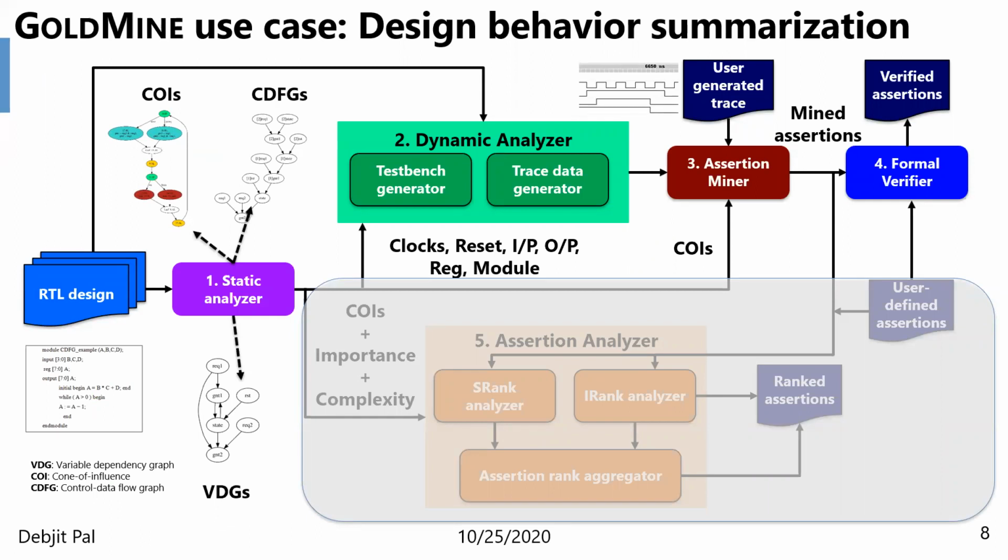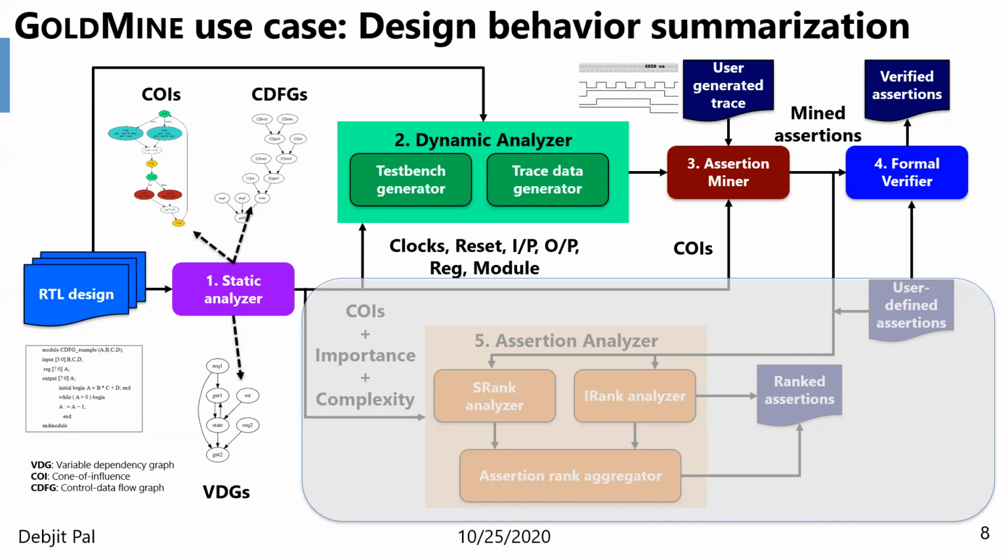The next use case for GOLDMINE is design behavior summarization. Summarizing design behavior refers to generating assertions from simulation traces. Assertions generated from simulation traces can provide a succinct explanation of the simulation data. It consists of 2 parts. The first part is generating simulation trace data as a behavioral signature of a design execution, followed by design behavior summarization by systematically mining assertions from trace data.